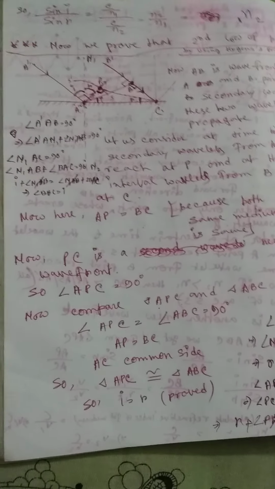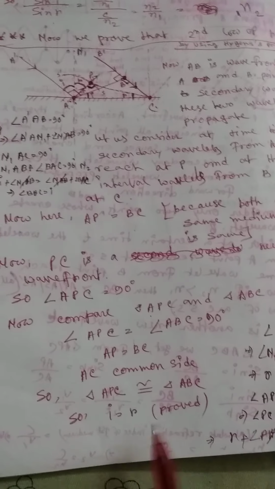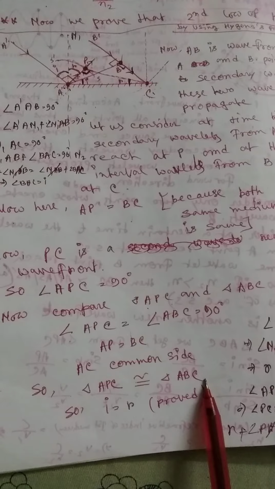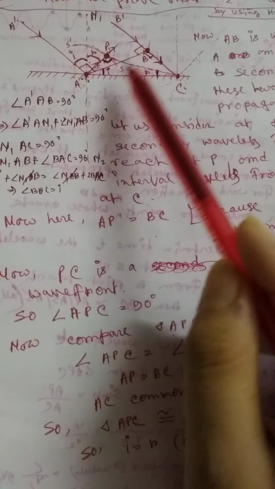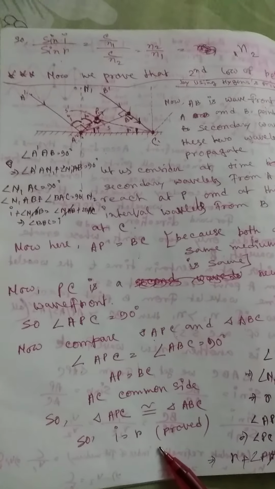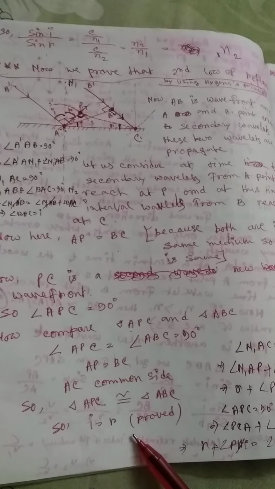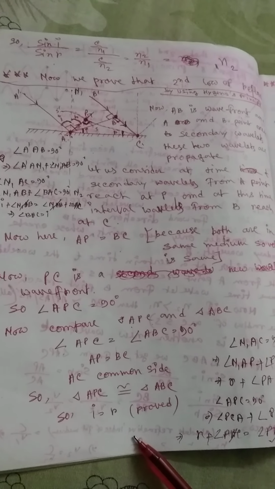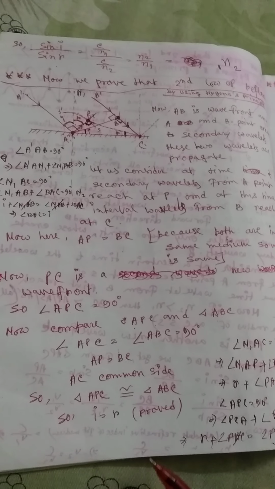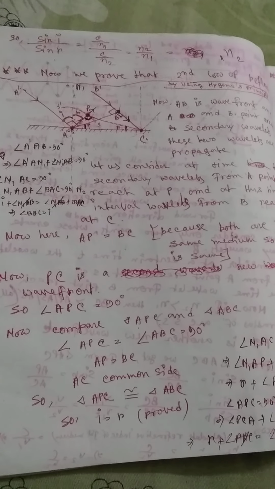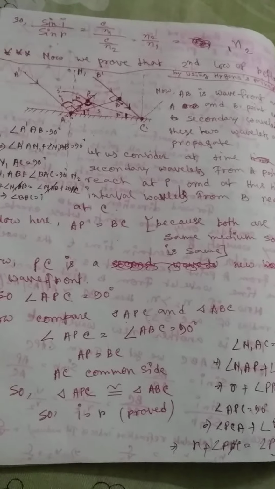That means from the side-angle law we can say that APC triangle is congruent with ABC triangle. So if these two triangles are congruent, then these two angles should be equal. That means I equals R. And this is the second law of reflection, right? So we prove the second law of reflection by using Huygens principle.